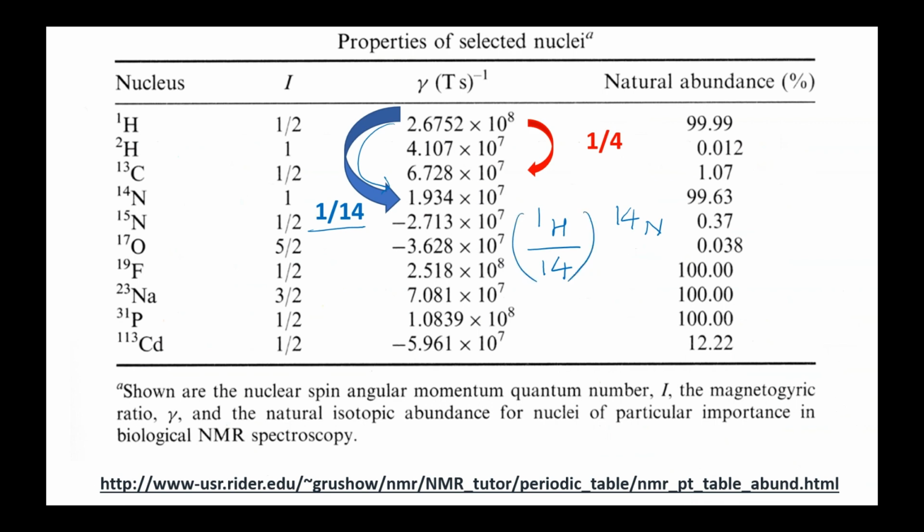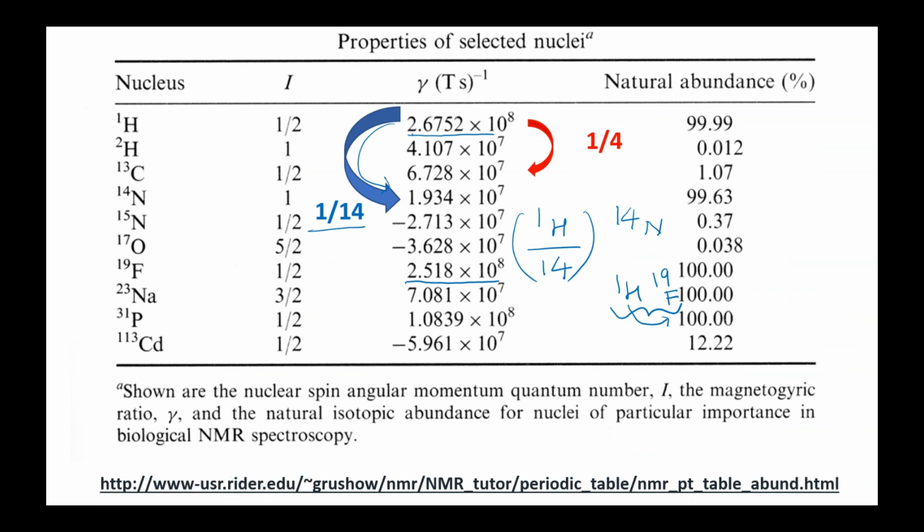Okay, if I ask a question, if proton is given and they're asking for fluorine, what will you do? How are they related? We can see for proton it is 2.6 into 10 power 8 and for fluorine it's 2.5 into 10 power 8. They're almost the same. So if proton is given and they're asking for fluorine, just write the same value, approximately. They just differ in the first decimal, 0.6 and 0.5.